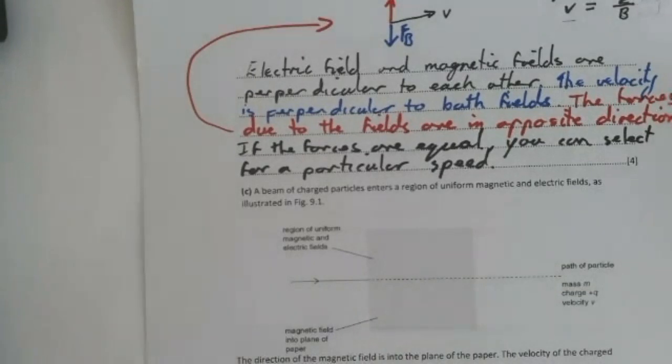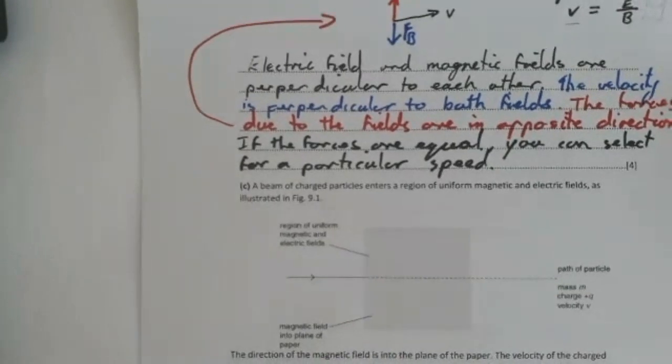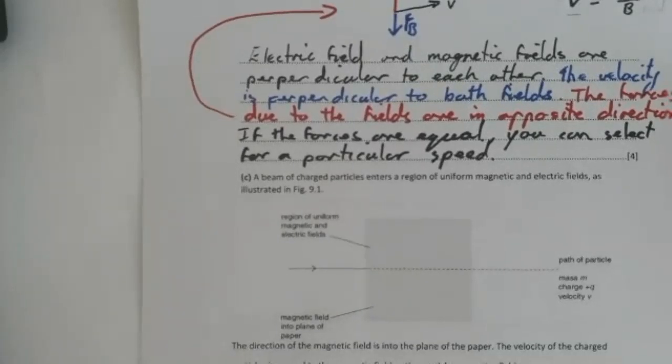Okay, let's see what they have on the next part for us. They say a beam of charged particles enter a region of uniform magnetic and electric field as illustrated. Okay, so that gray block is a uniform magnetic and electric field. And say the magnetic field is into the plane of paper, right?